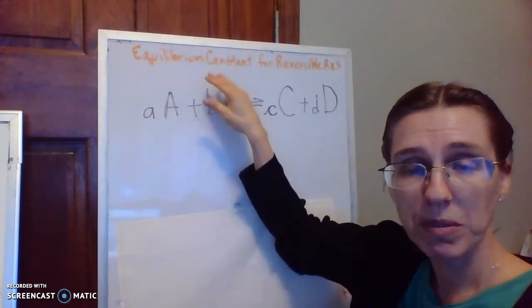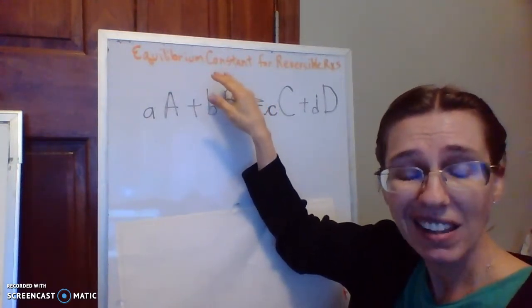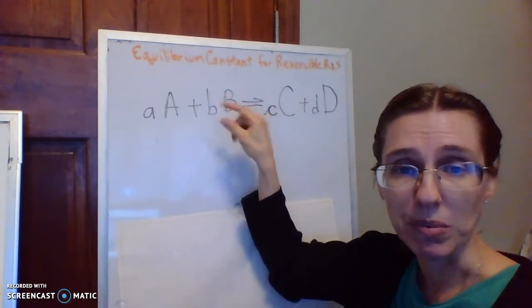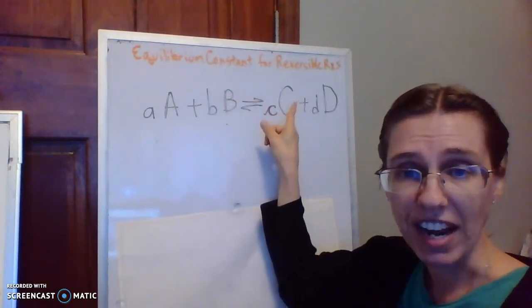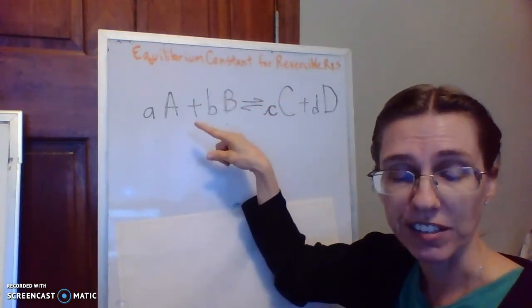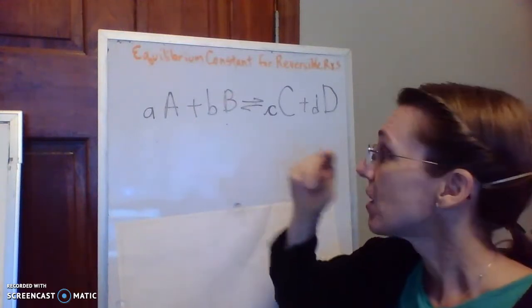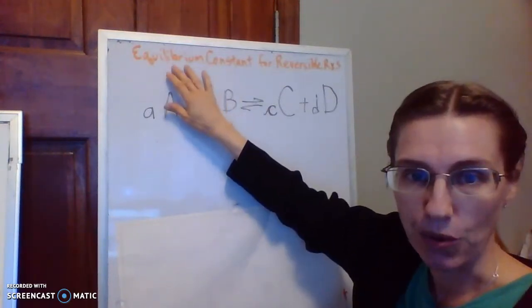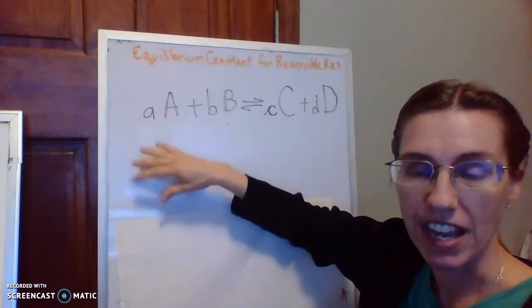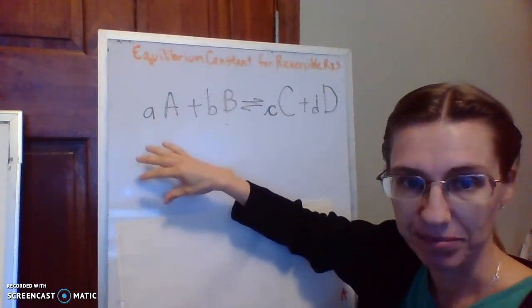So for an equilibrium constant to be valid, the system has to be at equilibrium. So the rate of the forward reaction has to equal the rate of the reverse reaction. Okay? So that's the first thing that we need to know is occurring for these KEQs to be valid.